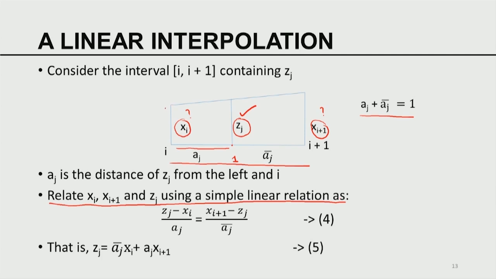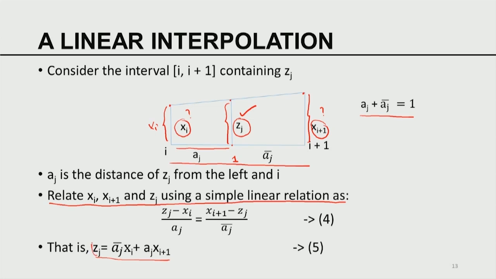The value xi, say this is the value xi, this is the value xi plus 1, this is the value zj. I am going to assume the line joining xi, zj and xi plus 1 has a constant slope. So what does it mean? Zj minus xi by aj is equal to xi plus 1 minus zj by aj bar. So I am simply trying to express this constancy of the slope, which if I simplify, I get the relation aj bar xi plus aj xi plus 1. So this is the linear relation.